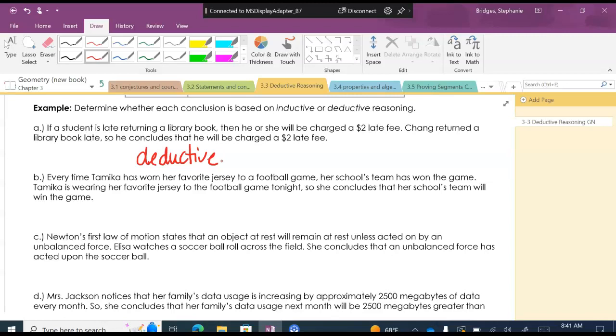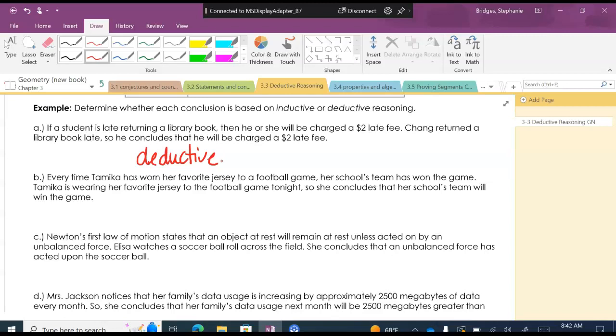So, let's see, if I gave you the numbers 2, 4, 6, 8, 10, it's based off that pattern. Does that make sense? You can see it or not?